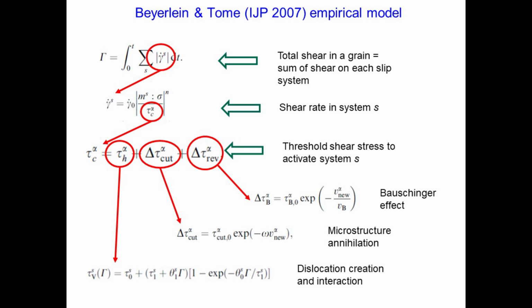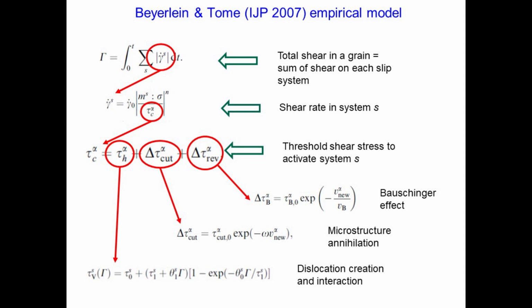This model, of course, has a certain total amount of shear. The gamma dot is given by the power law, but what is important is the way we treat the tau critical. So the tau critical has three components here. The first component is a threshold stress that has to do just with the dislocation structure, just how the dislocations are tangled in your system.